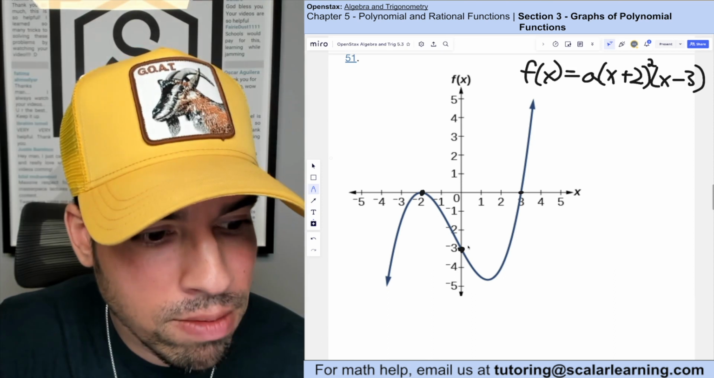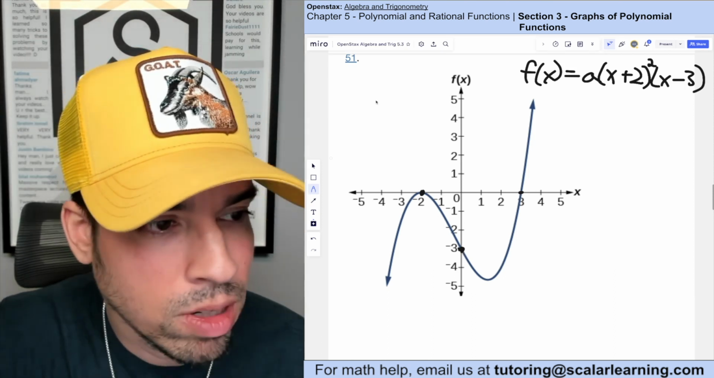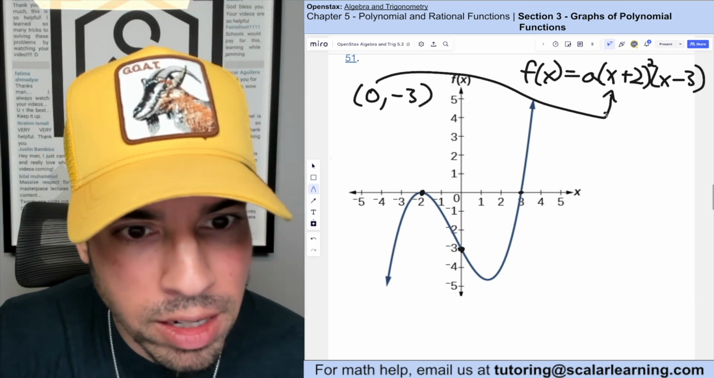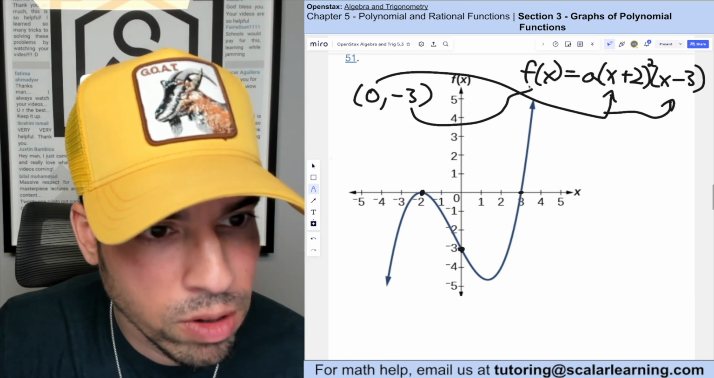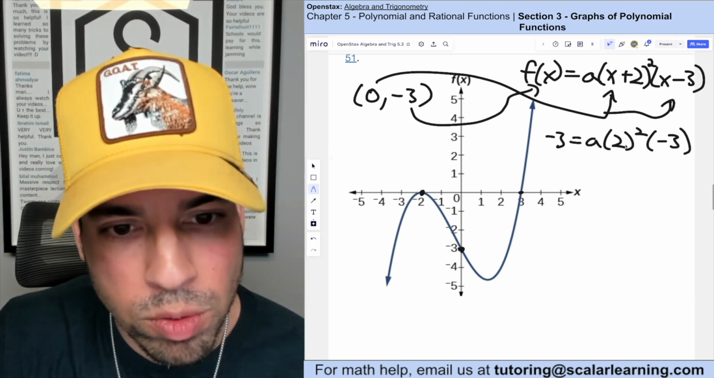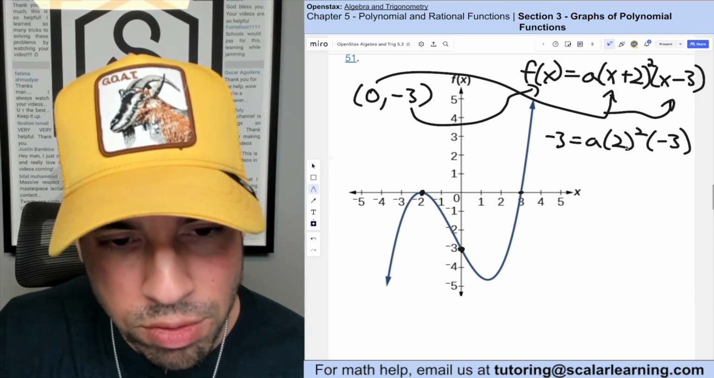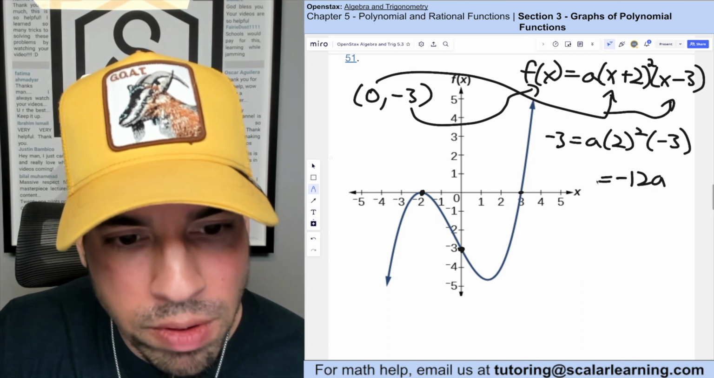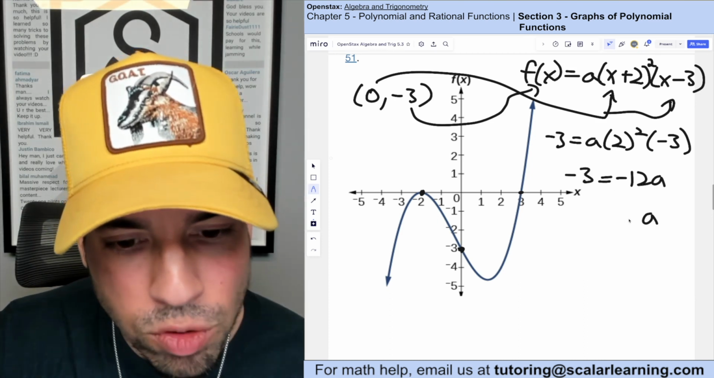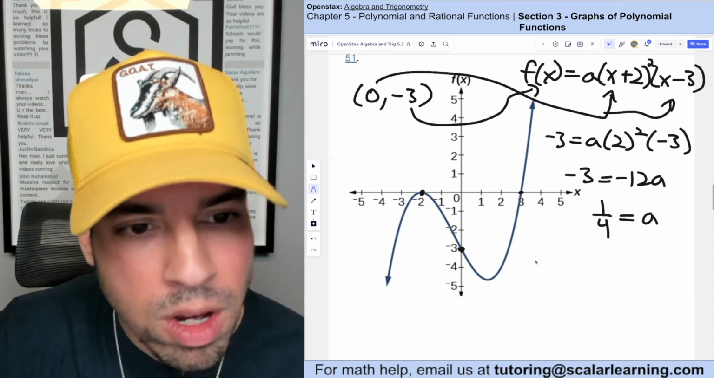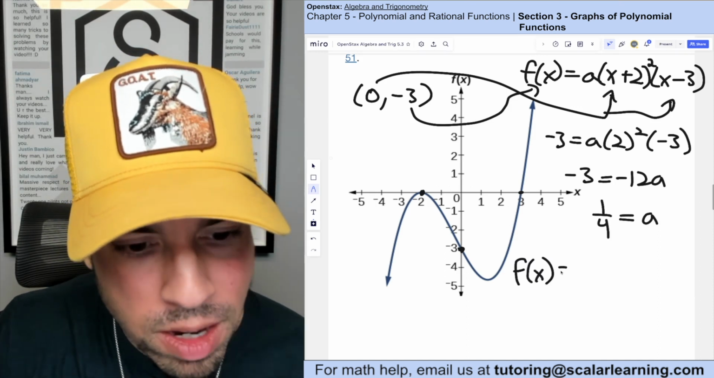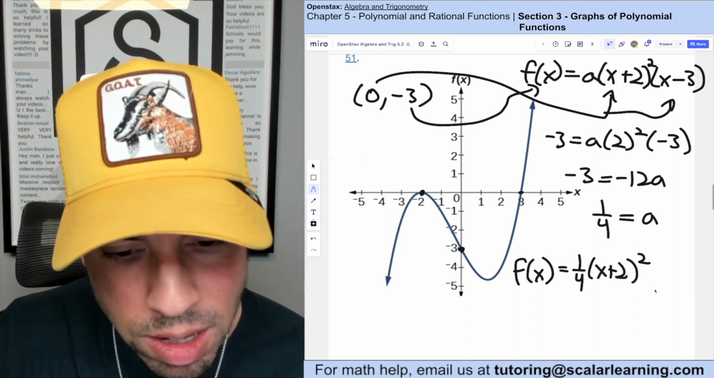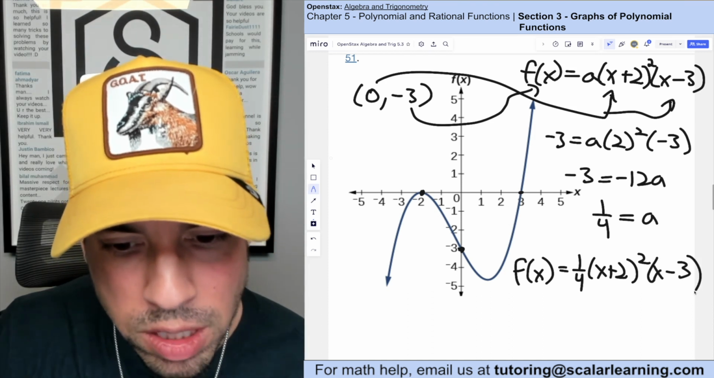All right, now let's solve this a value by looking at this y-intercept of -3, aka (0, -3). Now we're going to plug and chug, plug 0 in for x right here, and plug -3 in for the function value. Let's go. So 0 plus 2 is 2, and then we're squaring it. 0 minus 3 is -3. 2 squared is, of course, 4 times -3 is -12. So -12a equals -3. Divide by -12 and it simplifies to 1/4, which means our final expression is 1/4 times (x plus 2) squared, again with that good multiplicity, times (x minus 3). Boom, done.